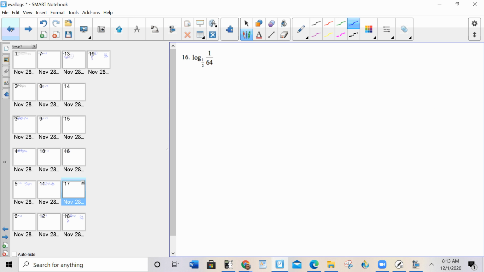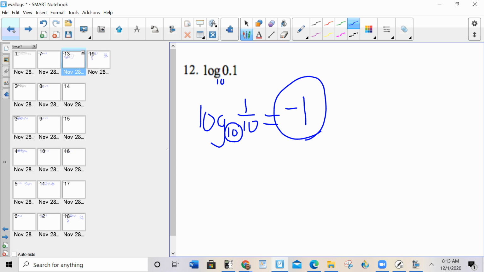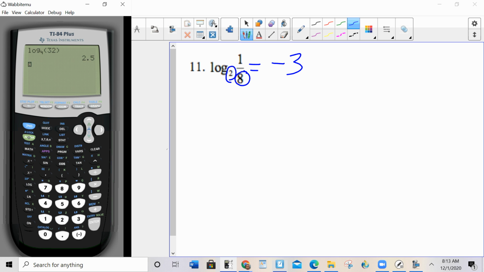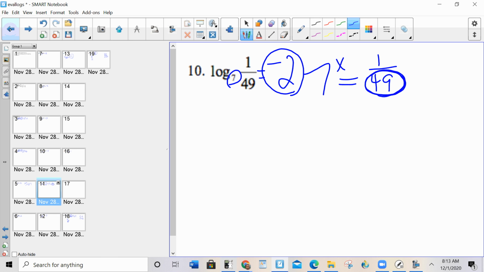Let's try one that we didn't do. Let's try this one. Alpha window 5. The base is 2. Alpha y equals, enter 1 over 8, and I get -3. So you can go back through all of them and you can type it in. So to type in log base, if you ever need to evaluate, this is what you would do.